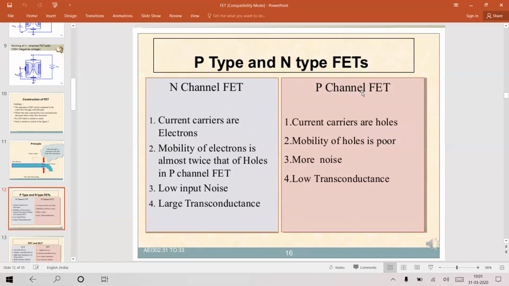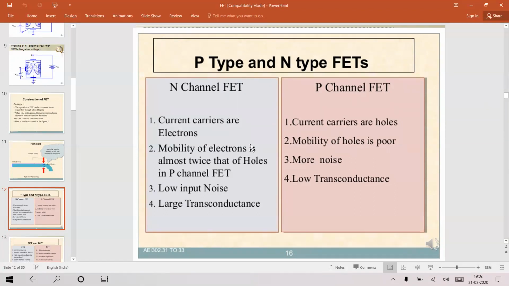So now we saw this construction and a brief working of FET for negative voltage, positive voltage and 0 volts, how the barrier varies and how current varies. Now let us discuss types of FET. We have N-channel FET and P-channel, which I have already mentioned. But what exactly is N-channel and what exactly is P-channel? Current carriers are electrons in N-channel FET, whereas in P-channel, current carriers are holes.